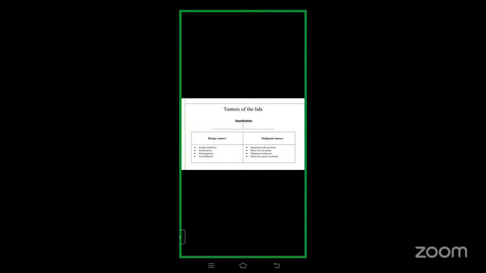Next, tumors of the lids. These are classified as benign tumors and malignant tumors. Benign tumors are further classified as simple papilloma, xanthelasma, hemangioma, neurofibroma. Malignant tumors are further classified as squamous cell carcinoma, basal cell carcinoma, malignant melanoma, and sebaceous gland carcinoma.